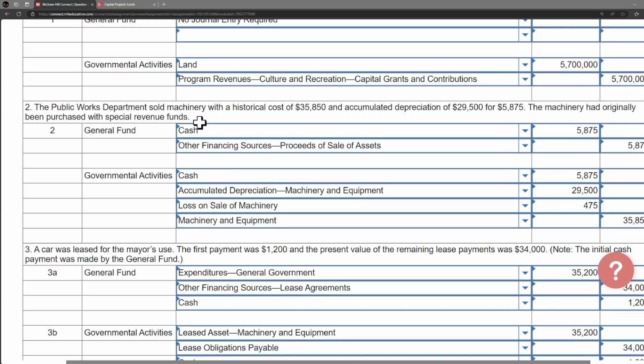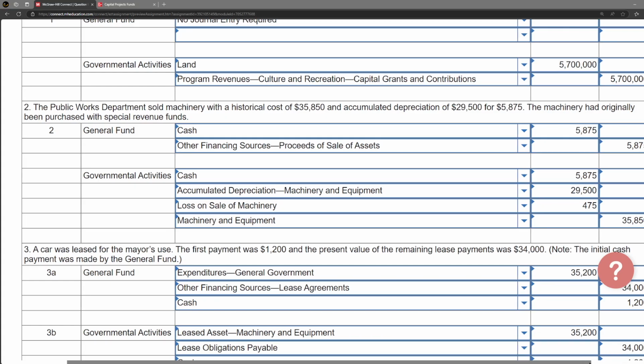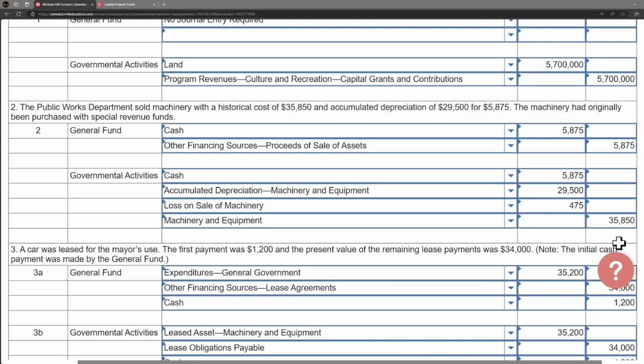Okay, so let's skip the general fund first and look at this. Machinery and equipment is an asset, so when we sell it, we've got to credit the asset. That is the 35. Let me see, is it not quite on the screen here? We're going to credit the asset. We're also going to debit accumulated depreciation, the contra asset, for the amount.